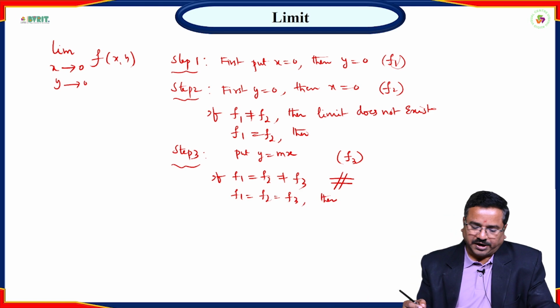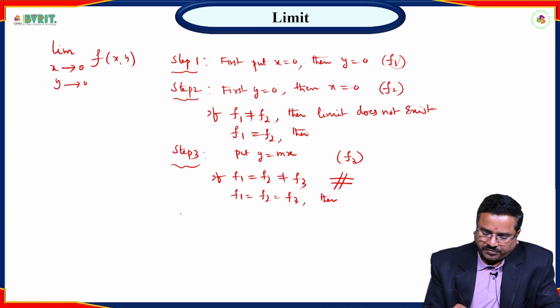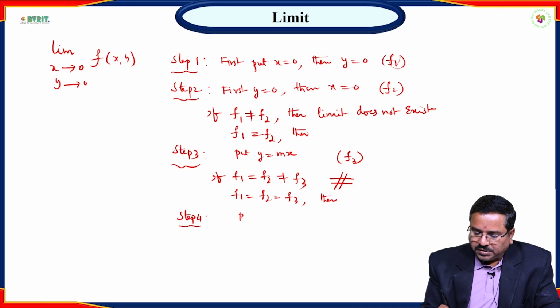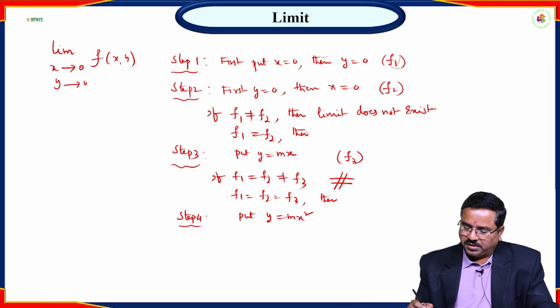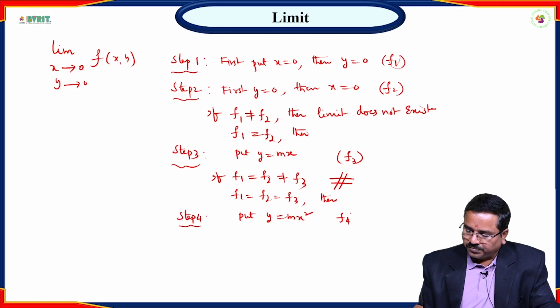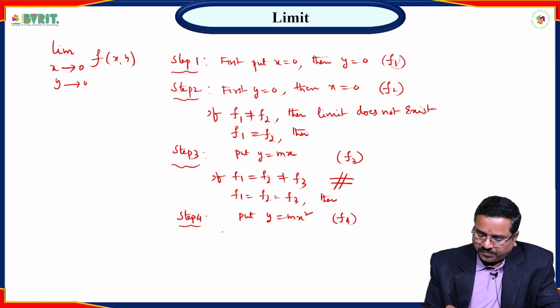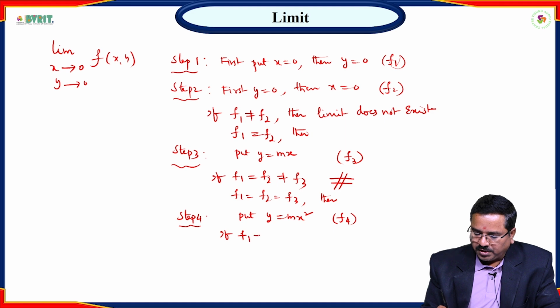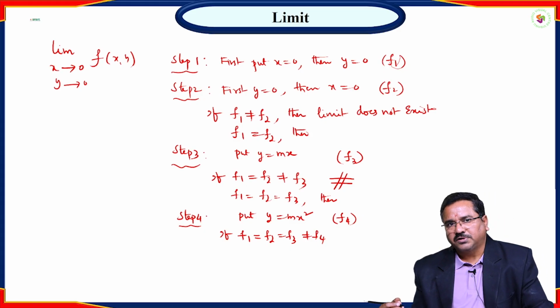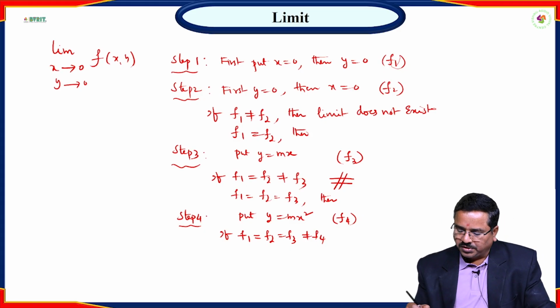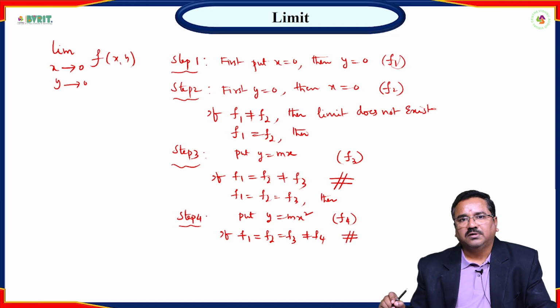Then go for the next step, step 4. What is step 4? Put y equals mx squared, along a different path. Suppose this answer is f4. Suppose f1 equals f2 equals f3 but is not equal to f4, that is, the answers of steps 1, 2, 3 are the same but not equal to the answer obtained by step 4, then we can say that the limit does not exist.